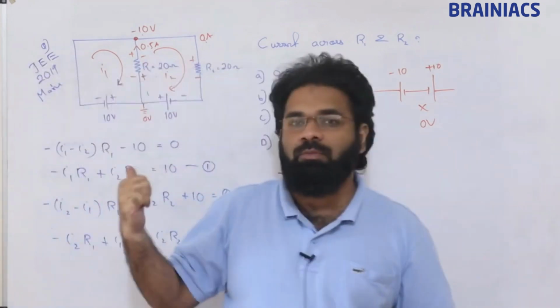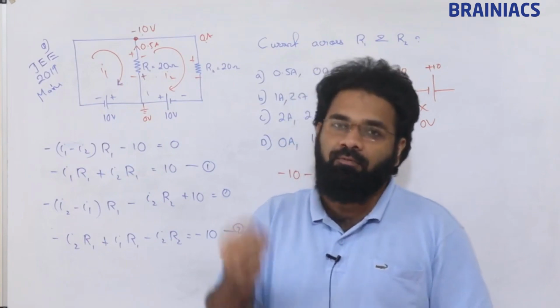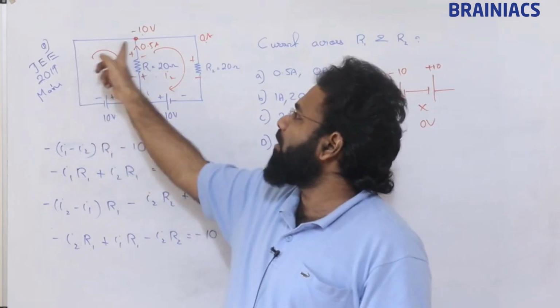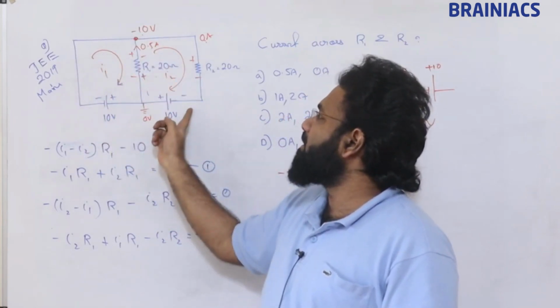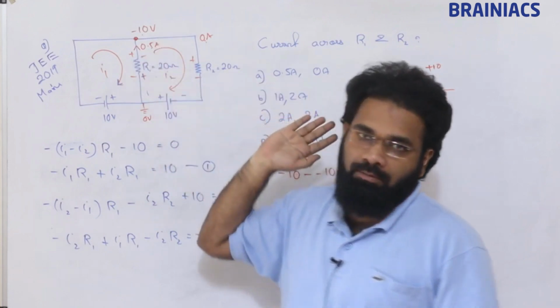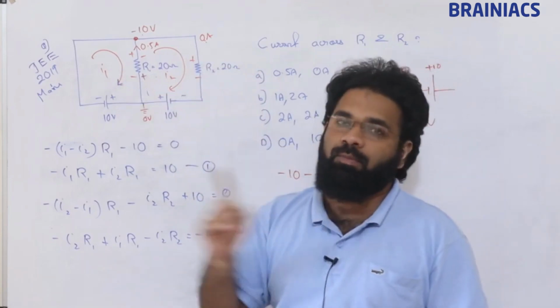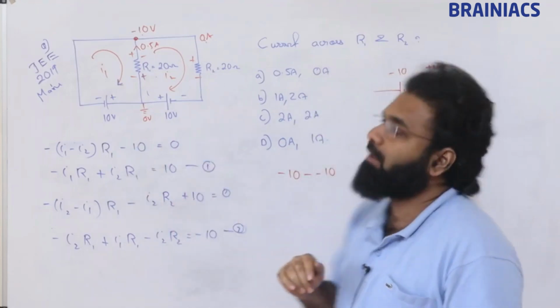If we use this method, you will get the answer in 5 or 10 seconds. Take this voltage to the node: 10 minus 0 by R, and 10 minus this 10 by R. Since these two have opposite polarity, they cancel out. This JEE Main question can be answered in 5 to 10 seconds using the nodal analysis method we have discussed in the class. Clear? Note it down.